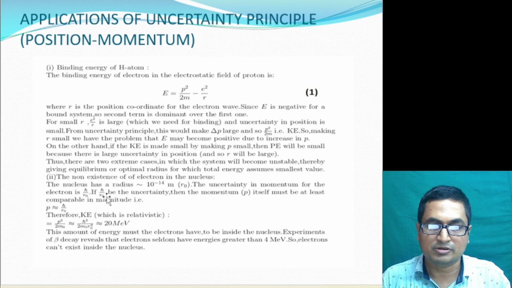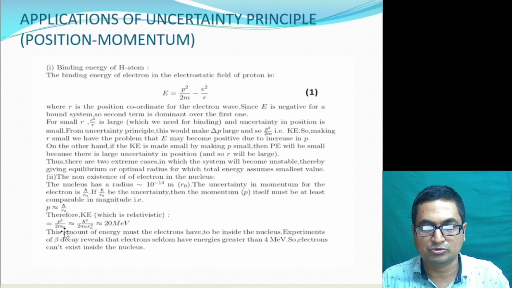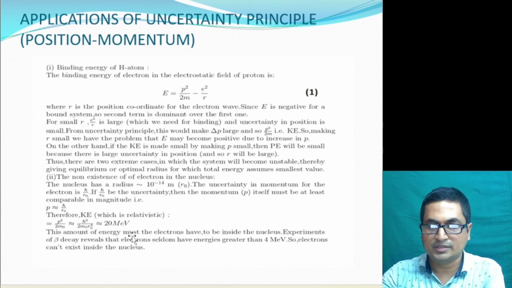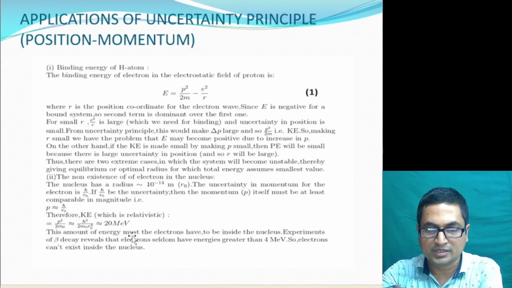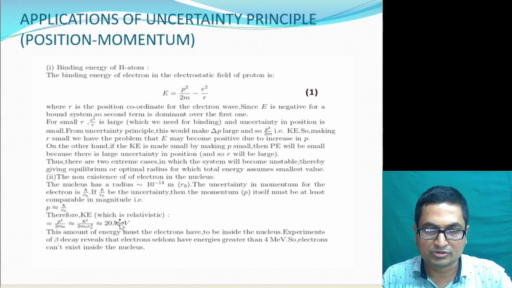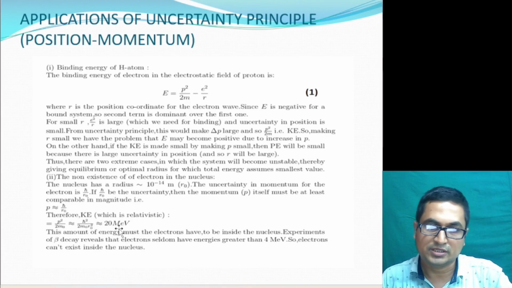So h-cross by R naught is the uncertainty in momentum, and also it is the lowest value of the momentum. So p is equal to h-cross by R naught, and so the minimum kinetic energy, when calculated with this relation, h-cross square by twice m naught R naught square, would give us 20 MeV. And then experimentally it was found that the electron coming out of a nucleus has an energy of hardly 4 MeV, and this means that the theoretical energy of 20 MeV definitely shows that an electron cannot be a part of that nucleus.